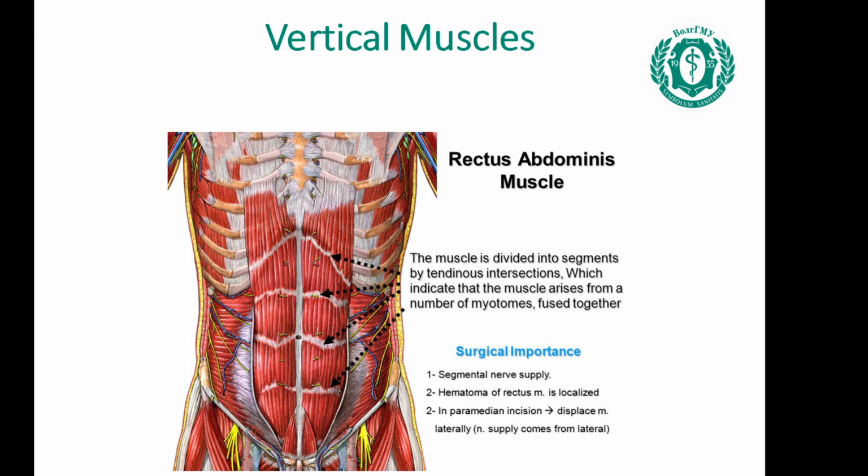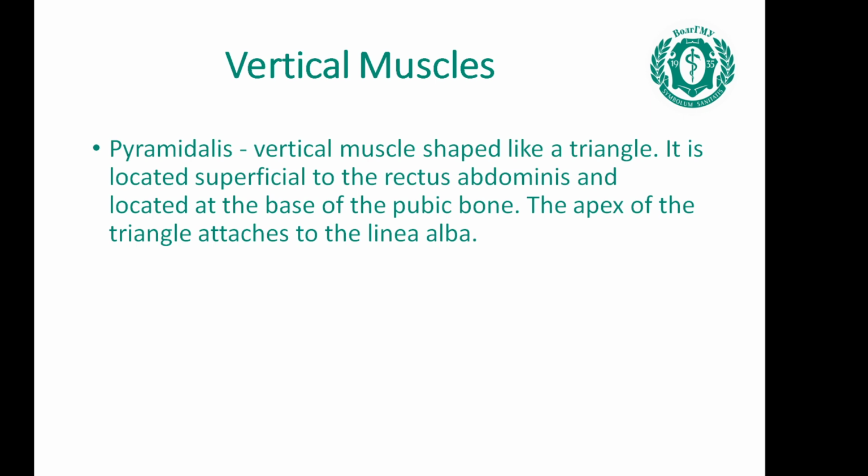Here you can see the segments of the rectus abdominis, which are divided by tendinous intersections. Among the vertical muscles, we know the pyramidalis. They are vertical muscles shaped like a triangle. It is located superficial to the rectus abdominis and located at the base of the pubic bone. The apex of the triangle attaches to the linea alba.